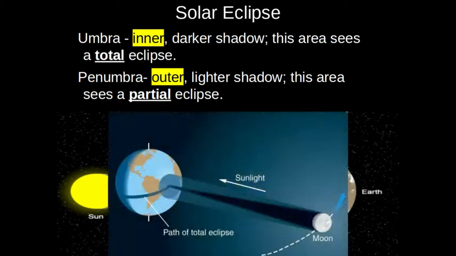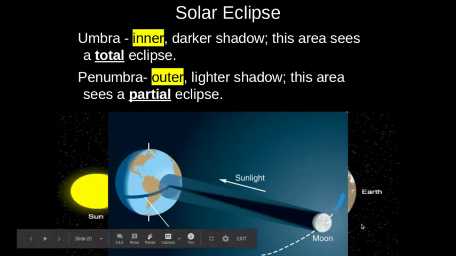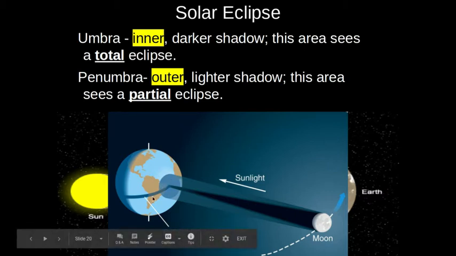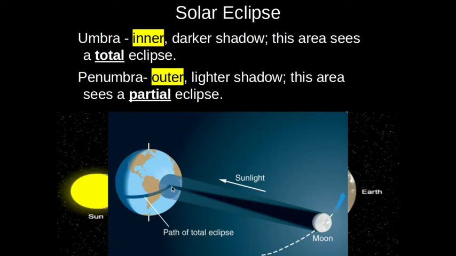So here's probably a better image of that. The sun is coming from this direction. The moon is blocking the sun's light from reaching the earth. It casts a shadow across it. So if you're within this outer shadow, you would just see a partial or a small portion of the sun being covered. But if you're within this inner darker shadow, you'll see the entire sun be blacked out of the sky.